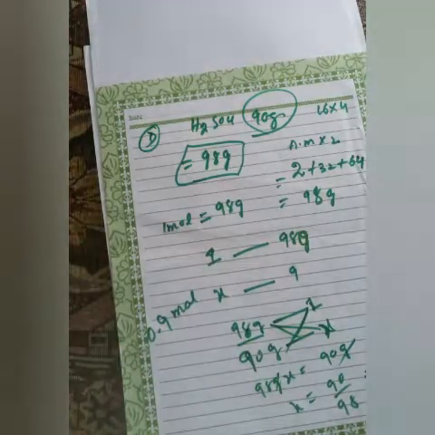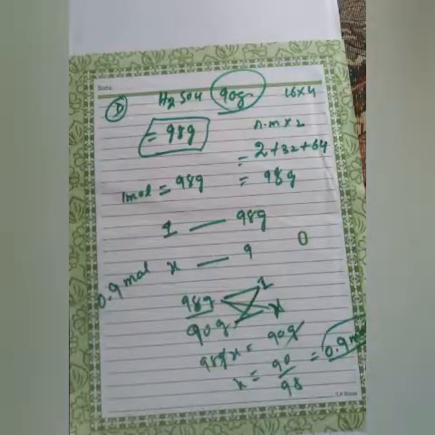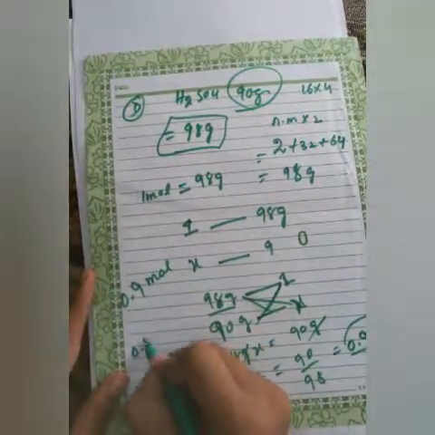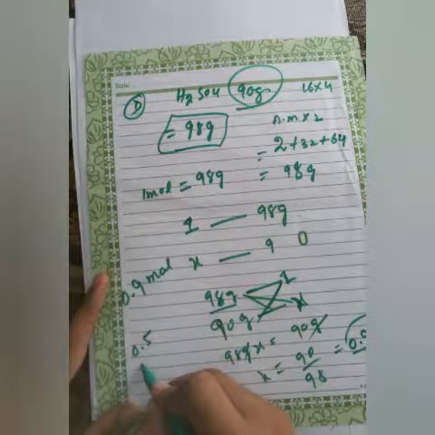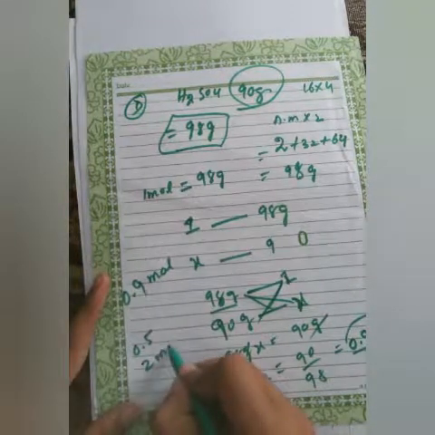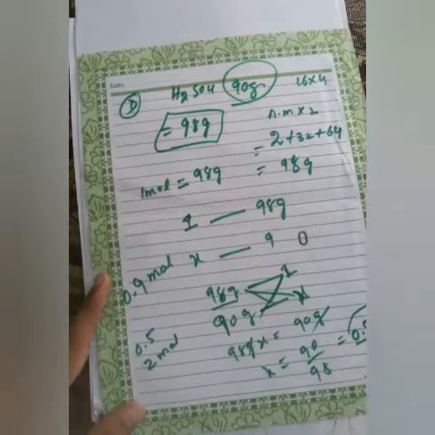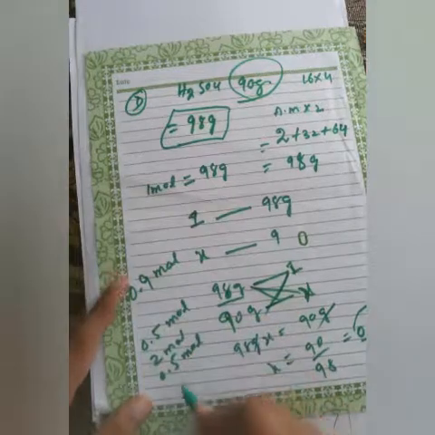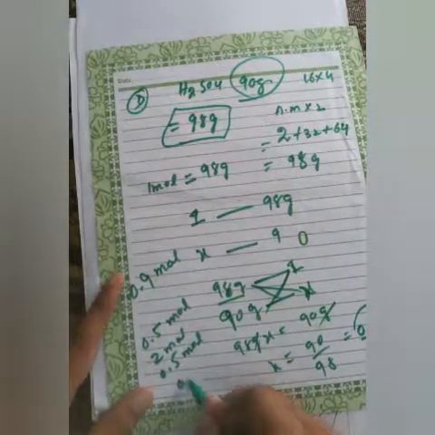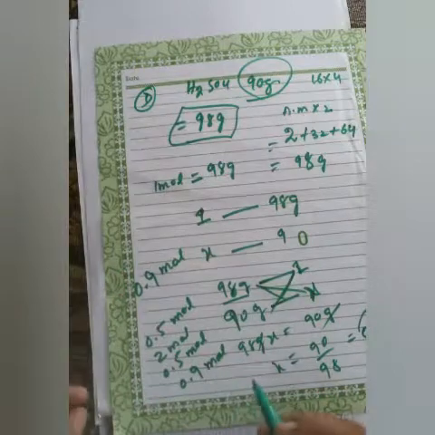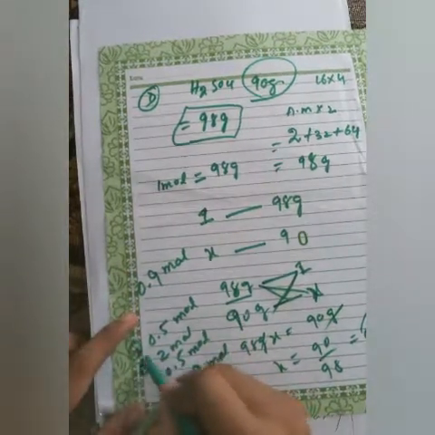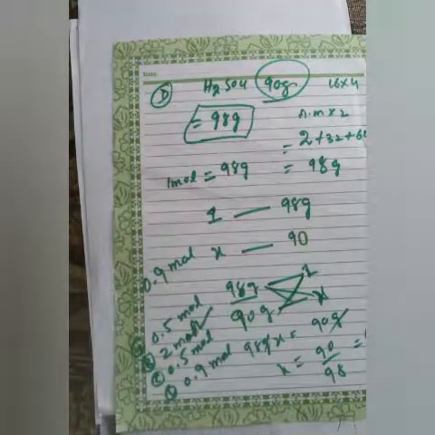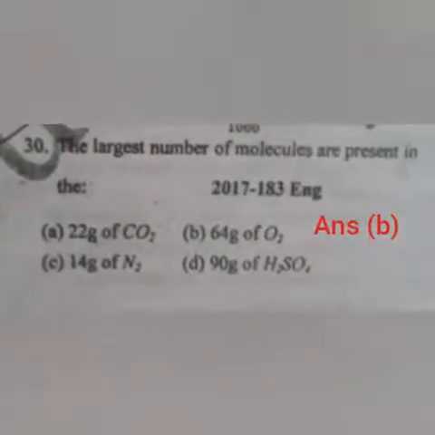Now look at all the moles which we calculated in all those options. In the first option we calculated 0.5 mole. In the second option we calculated 2 moles. In the third option we calculated 0.5 mole. And in the last option, option D, we calculated 0.9 mole. So which option has the greater number of moles? That is option B. Its right answer is option B.